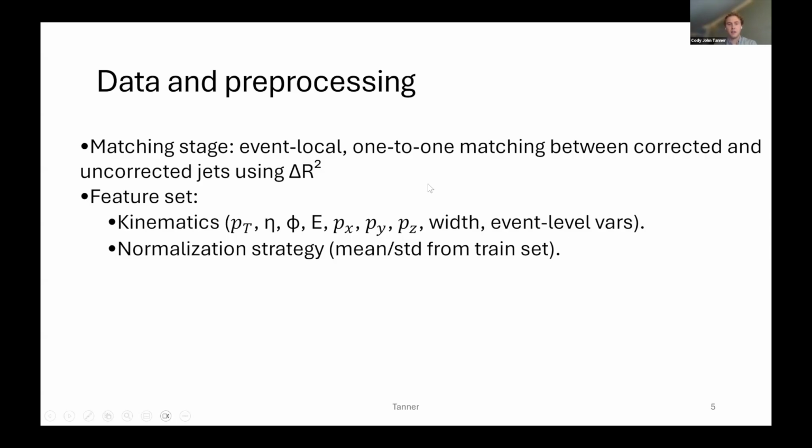And so you might look at this and say, oh, you have pT, eta, phi, you don't need px, py, pz. Well, yes, I agree with you. The neural network performed better when you gave it all of these parameters, so we may as well give it all it can. And then we had a standard normalization strategy for neural networks.